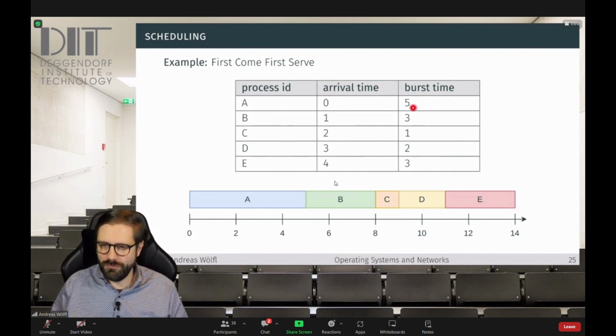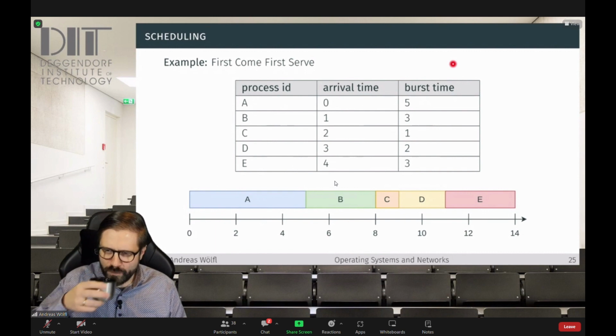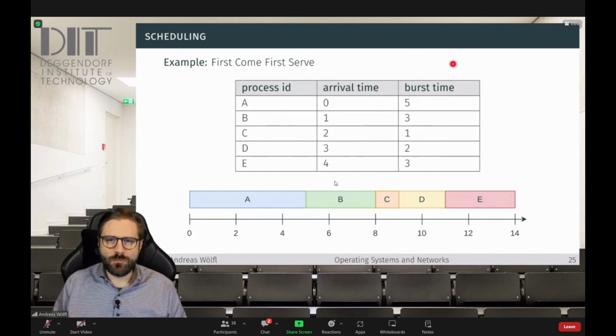And in first come, first serve, we execute them in order. And if A, B, C, D, E arrive in order 0, 1, 2, 3, 4, then first come, first serve does exactly the scheduling as you see it here. First A, then B, then C, then D, and then E. So what you see below here is the schedule for A, B, C, D, E, given these parameters shown in the table. And we use the same example to discuss more sophisticated algorithms.